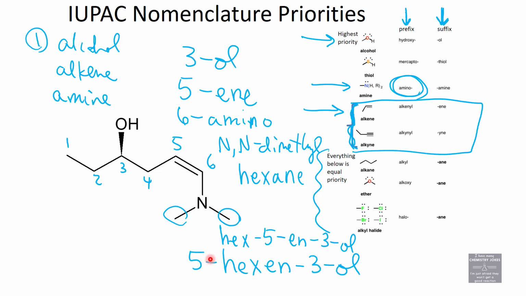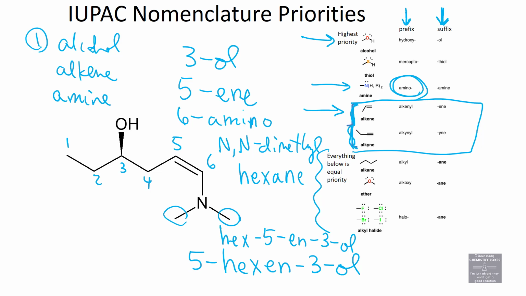You cannot call it a 5-3 hexenol. The 3 has to be between the ene and the ol to specify that's where the ol is, and then the 5 can come between the hex and the ene, or outside the hex and the ene. Whew.